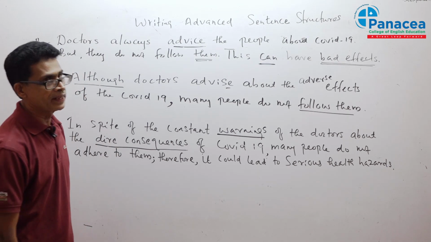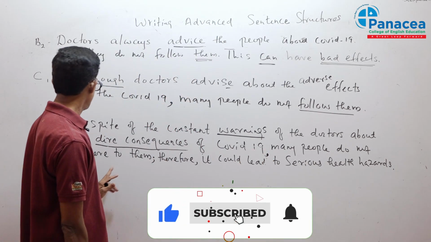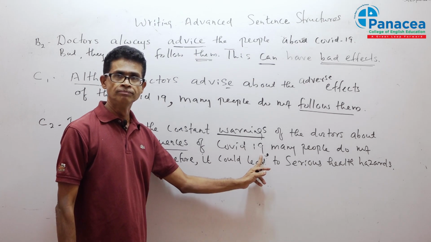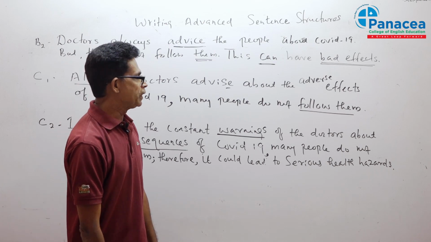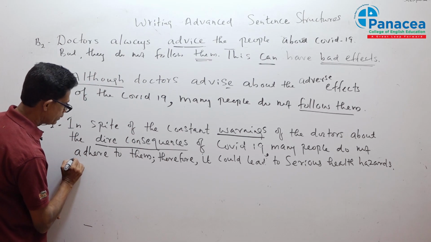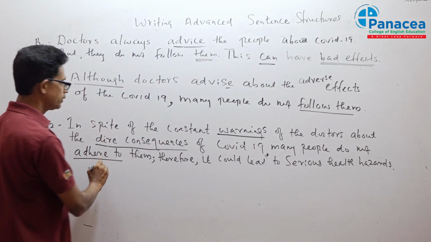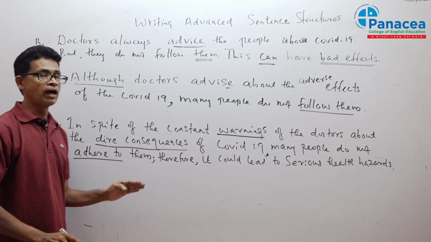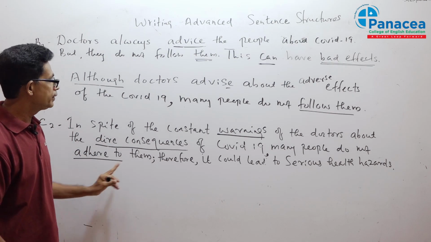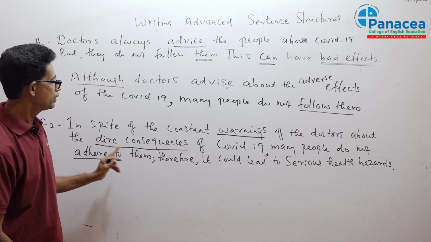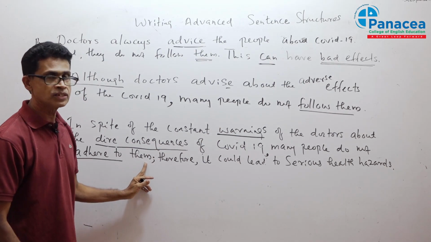So, of COVID-19, here you have to place a comma. If you do not place a comma here, the sentence is wrong. It's a grammar error. Many people do not adhere to. So, here follow becomes adhere to. Adhere means යම් කිසි එකක් අනිවාර්යයෙන්ම rules and regulation වගේ පාලනය කරනවා. Adhere to them. Them, what are the dire consequences or warning. So here the reference is okay.